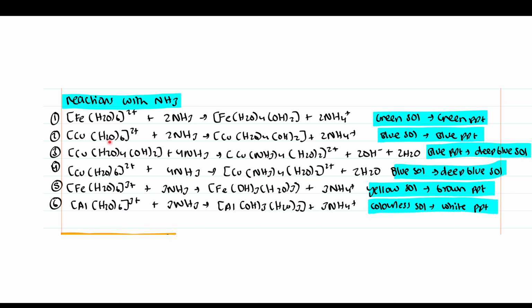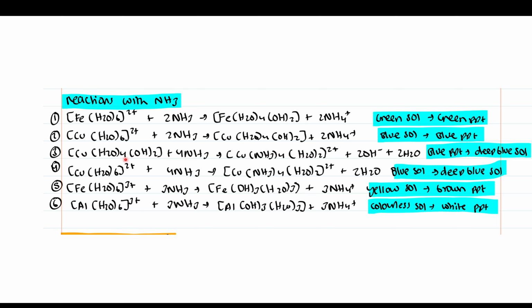Because you've got Cu(H2O)6 2+, you first add it with normal NH3 and it will be the same reaction as the Fe. You'll form Cu(H2O)4(OH)2 and then 2NH4+. Then you get this product and you react it with 4NH3 again, and it'll form Cu(NH3)4(H2O)2 2+. It's a 2+, so it'll be a solution again. So it won't be a precipitate because it's charged, and then it'll form this 2OH- and 2H2O.